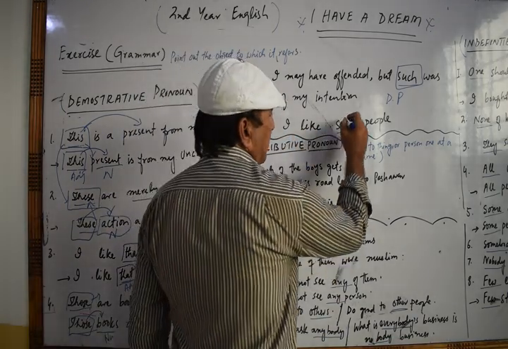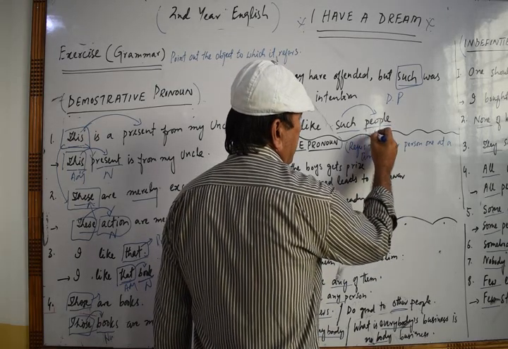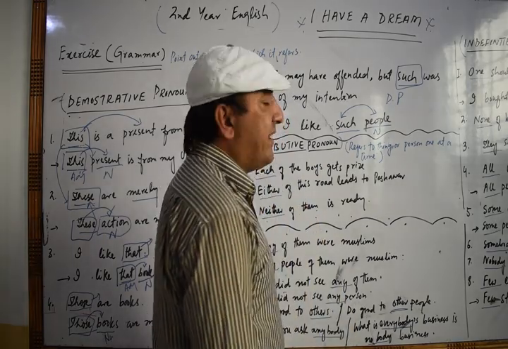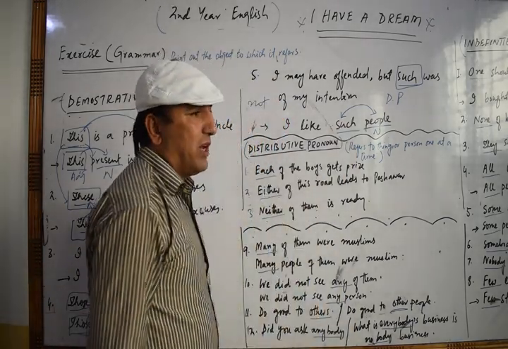Now you see, the thing is being modified. The thing has been mentioned. That is people. People is a noun. So such tells us or describes this noun people. So this such is working as a demonstrative adjective.